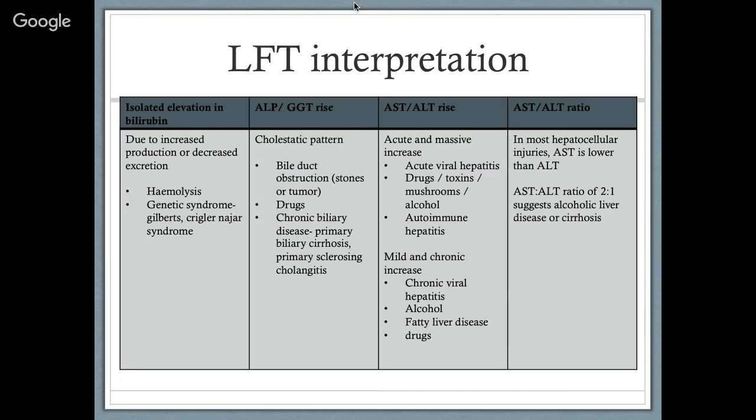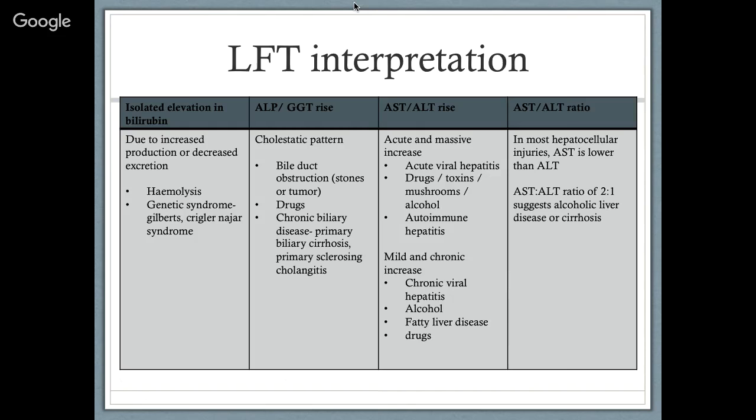If you get the ALP and GGT rise, that's what we call a cholestatic pattern. So think of a bile duct obstruction, so think of stones or tumour, something compressing the bile duct, or damage to the bile duct in primary biliary cirrhosis and primary sclerosing cholangitis. If you don't know what they are yet, don't panic. You'll get them covered in your pathology lectures. So that's not too much of an issue.